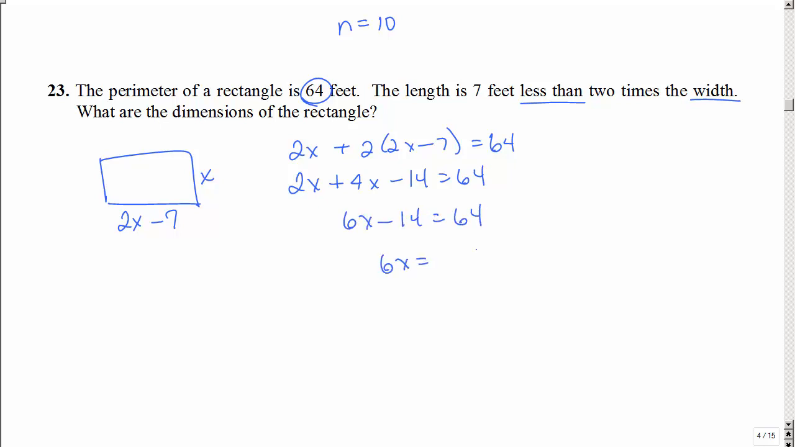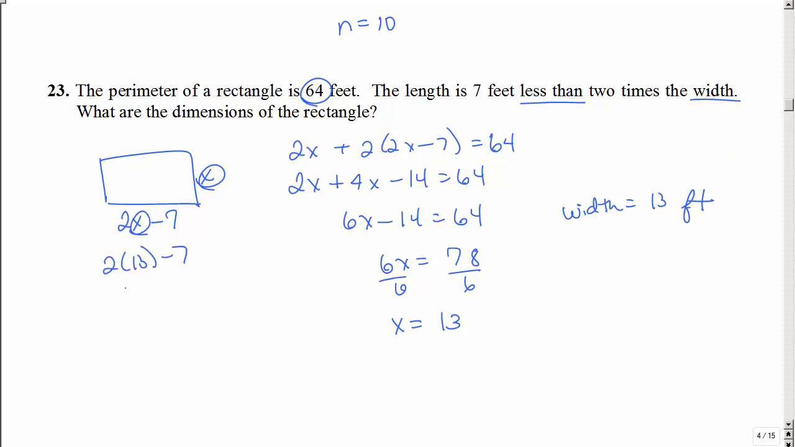So dividing by 6, I get 13. So 13 is my width. And again, I guess this is all in feet. Now my length is 2 times 13 minus 7. So what is that, 19 feet is the length. So looking at the word problems, you need to know the perimeter problems, money problems, and consecutive integer type problems.